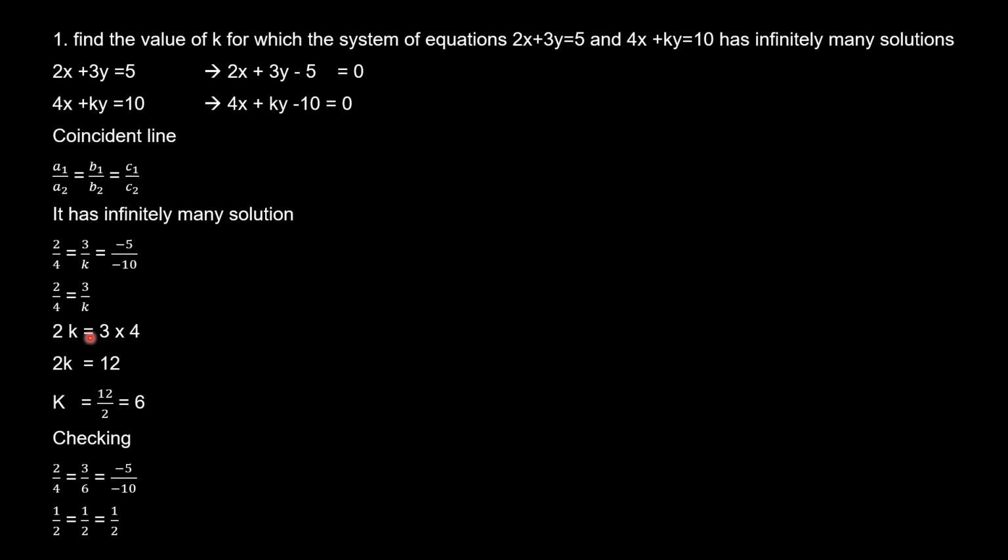Apply it and check. A1 by A2 is 2 by 4, B1 by B2 is 3 by k, which is 3 by 6, that is 1 by 2. Minus 5 by minus 10 is also 1 by 2. Now going to the next one.